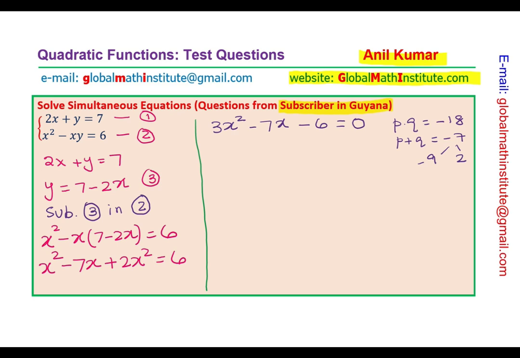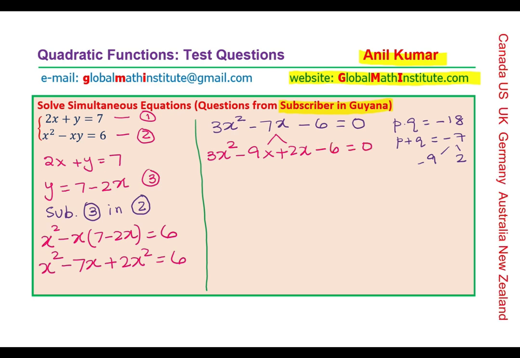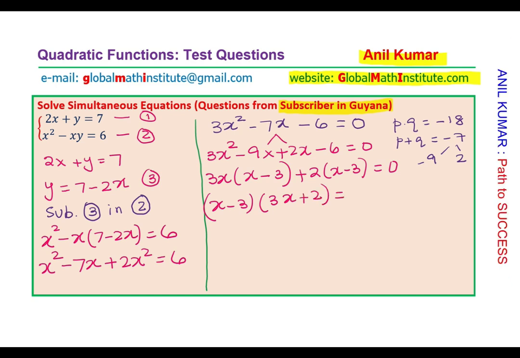So we are going to break down minus 7x as shown in the work, which is minus 9x plus 2x. Clear? Minus 6 equals 0. Now we can factor 3x. We get x minus 3. From the other two terms, 2 is a common factor giving us x minus 3 equals 0. So x minus 3 becomes a common factor now, and we get 3x plus 2 equals 0.